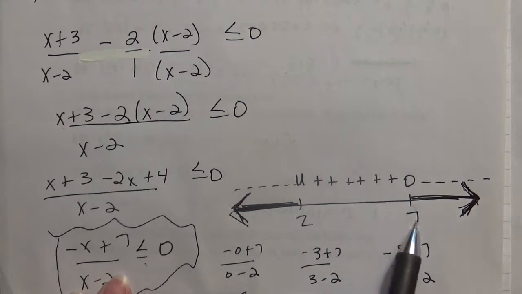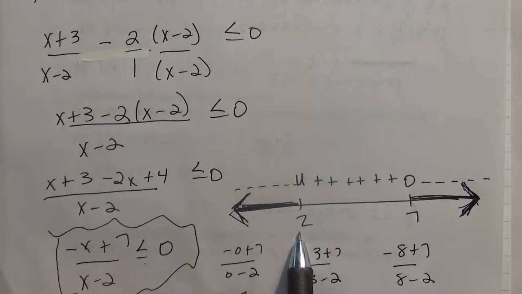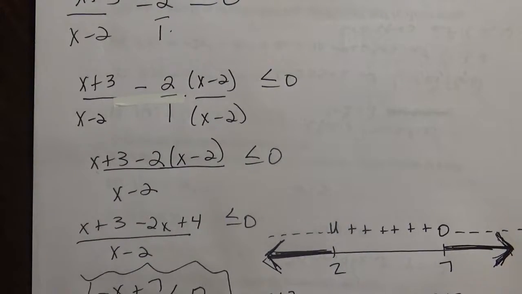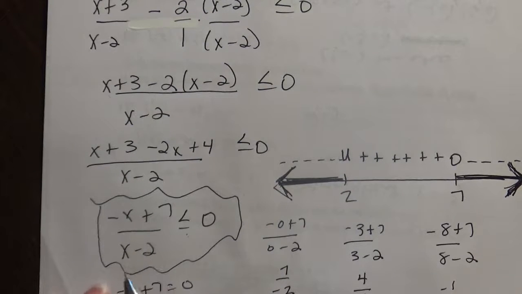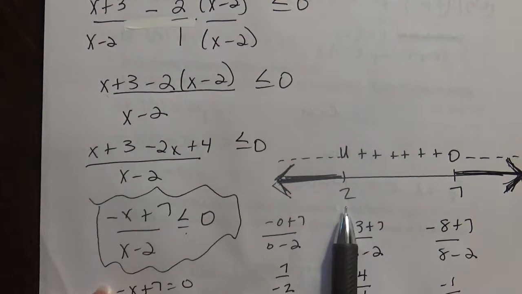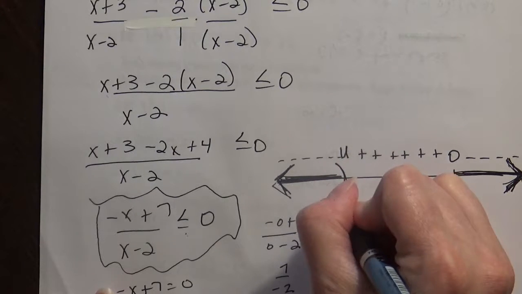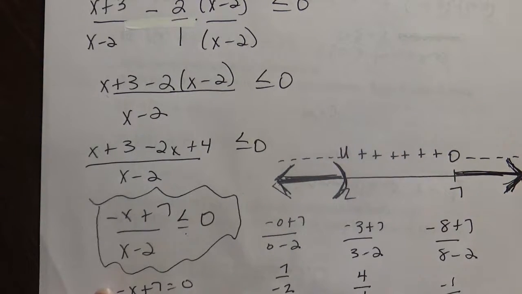How do we state this? Let's talk about the 2 and the 7 first. Is 2 part of our solution? No, because 2, remember, was not in the domain. I cannot put 2 into this because it'll give me an undefined value. So 2 itself is not part of my solution. How do I indicate that with a graph? Well, remember, you can use the round parentheses to show that 2 itself is not included, but everything up to 2 needs to be included.